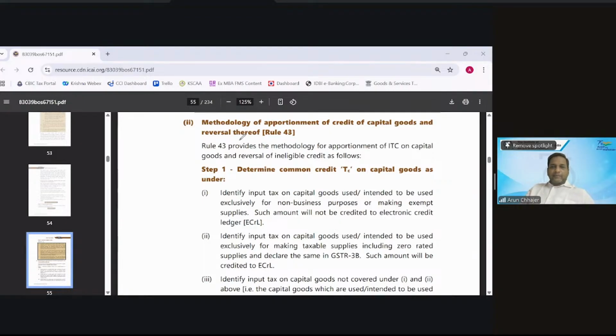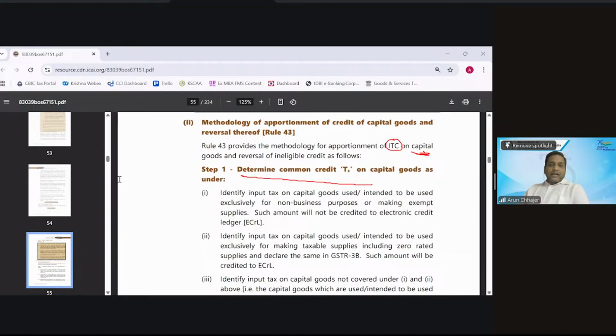Rule 43 provides the methodology for apportionment of ITC when capital goods are being used for business and non-business purposes, and for taxable and exempt supplies. First, we need to determine the TC, the total common credit, on the capital goods as under.